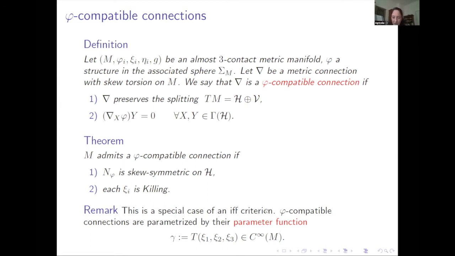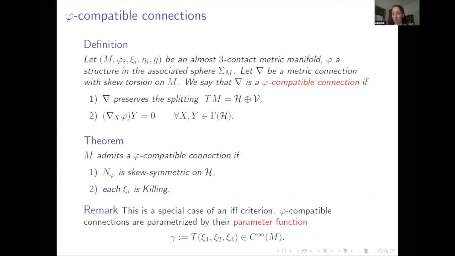See the paper. Phi-compatible connections are in fact parametrized by the value of the torsion, or the evaluation of the torsion on the three vector fields xi, right? You see that by the geometric conditions, this object is just not fixed. These two conditions are not sufficient to be able to compute the torsion on xi 1, 2, 3. That's why it's something that, a priori, can be any smooth function.